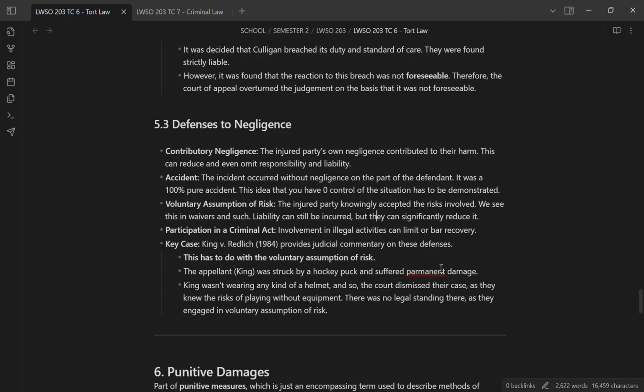King wasn't wearing any kind of helmet, and so the courts dismissed the case as they knew the risks of playing without equipment. There was no legal standing, and they engaged in voluntary assumption of risk. So again, King versus Redlick, voluntary assumption of risk.